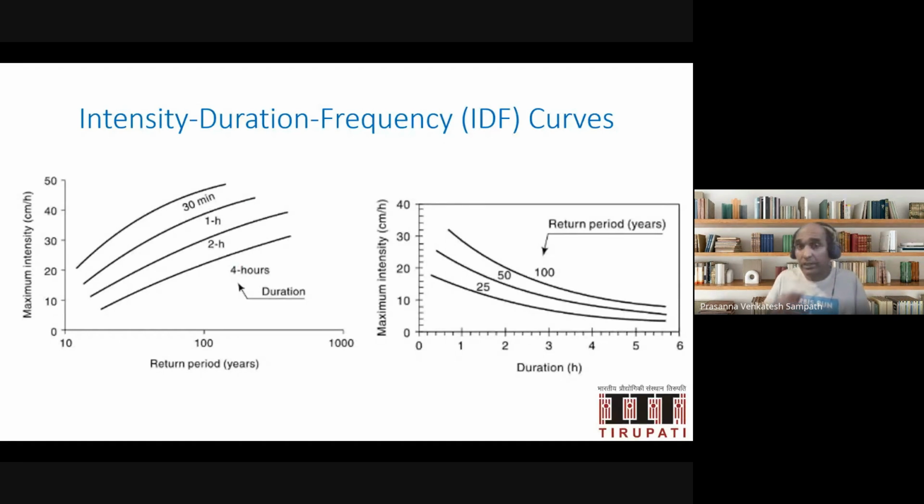And one trend that we can see immediately is that for all of these curves, as the x-axis increases, the maximum intensity is also increasing, right? So as I move from left to right, the maximum intensity is increasing as the return period is increasing.